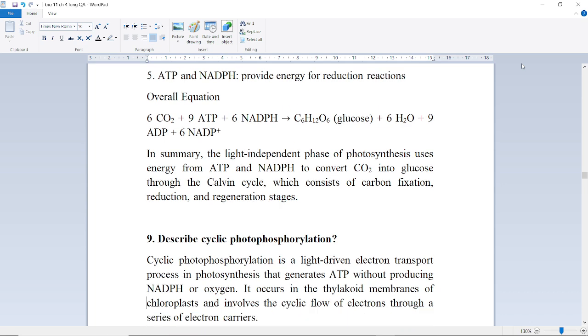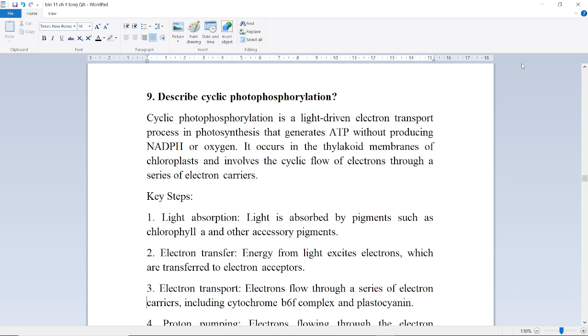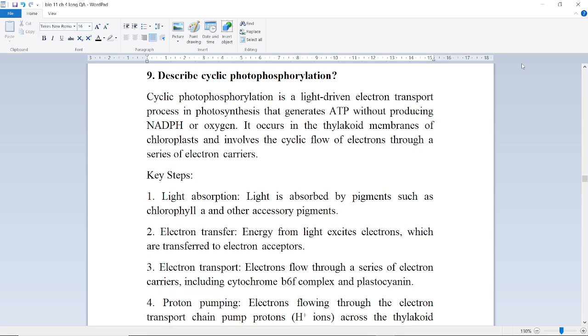Next question is, describe cyclic photophosphorylation. Cyclic photophosphorylation is a light-driven electron transport process in photosynthesis that generates ATP without producing any NADPH or oxygen. It occurs in the thylakoid membranes of the chloroplast and involves the cyclic flow of electrons through a series of electron carriers.